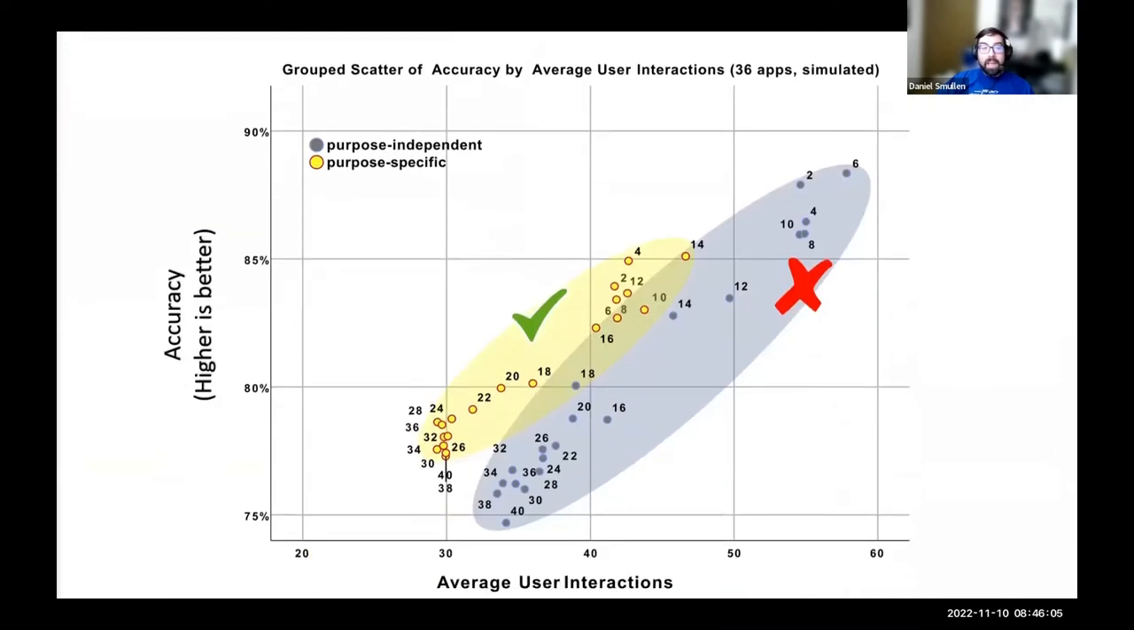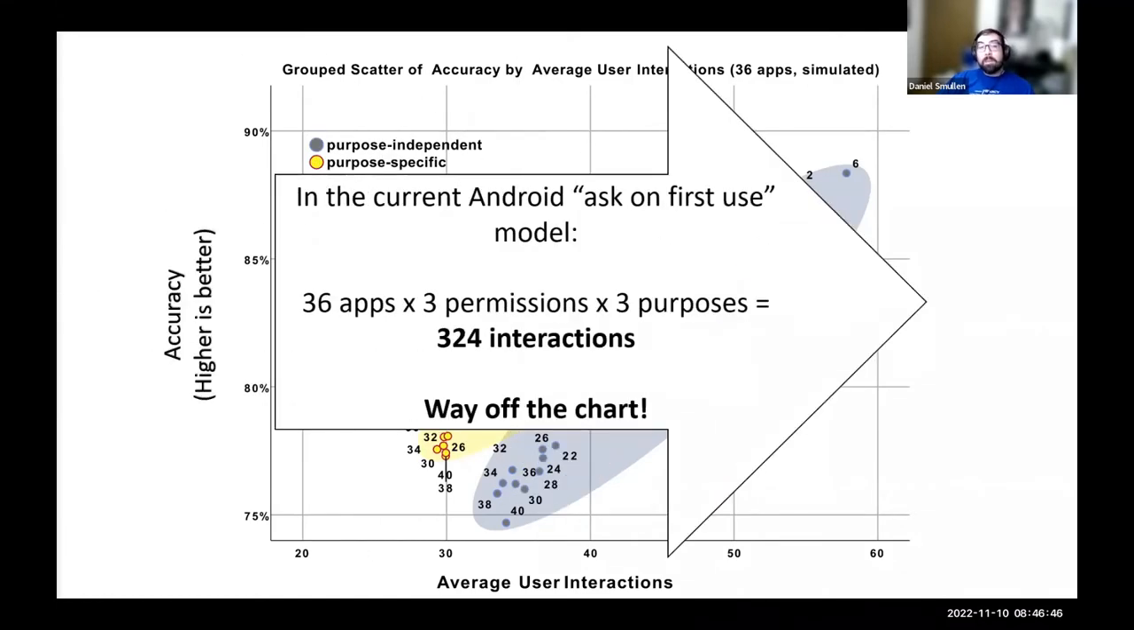Okay, so here's a fancy science scatter plot where we plotted the number of user interactions versus the overall accuracy. Each dot represents one of those buckets of how many groups we put people into. You can clearly see that higher is better, because that means more accuracy, and further to the left is better, because that's fewer interactions necessary. In general, the purpose-specific one behaves better. There are some outliers in the top right where you can get higher accuracy with the one that doesn't have purpose, but it also has massively more user interactions. Is it realistic for people to provide that number of user interactions when configuring their settings?